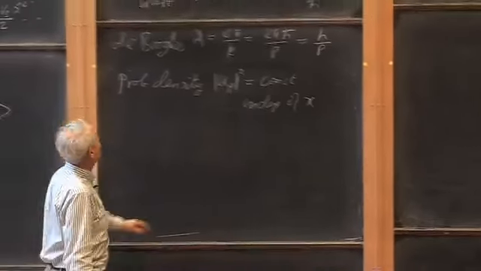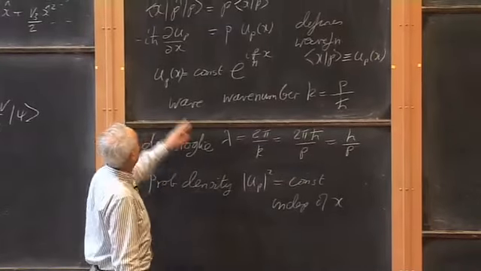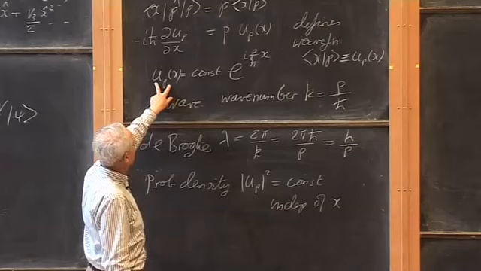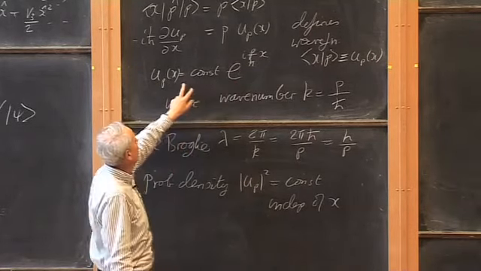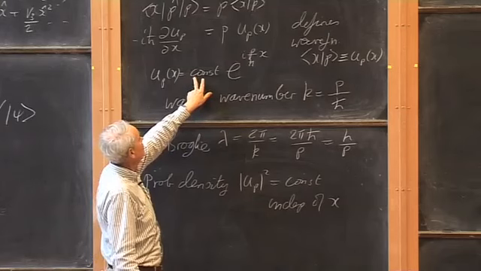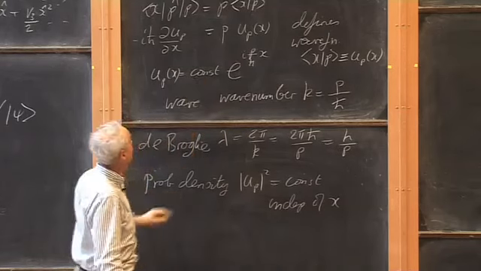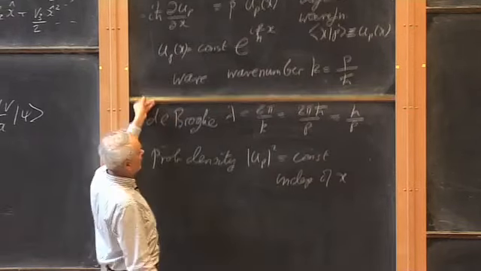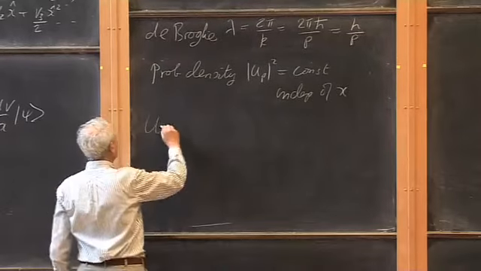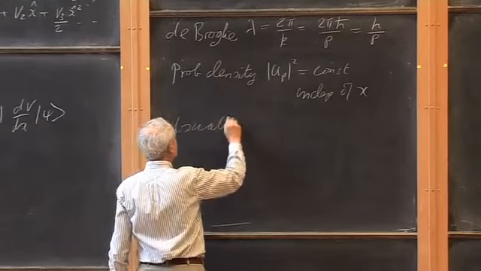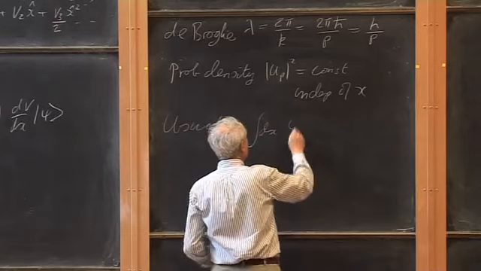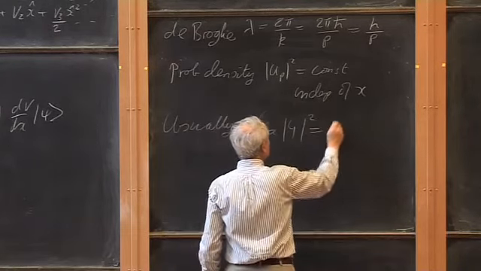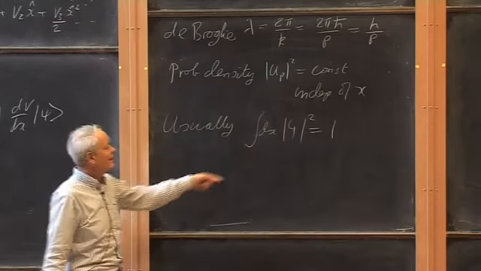What about normalization? So we've deduced that the wave function of a state of well-defined momentum should be some constant times this exponential. It's good to decide what this constant should be. We usually normalize our wave functions, so usually we like to have that the integral dx of |psi|^2 is 1, because that's the total probability to find it somewhere.